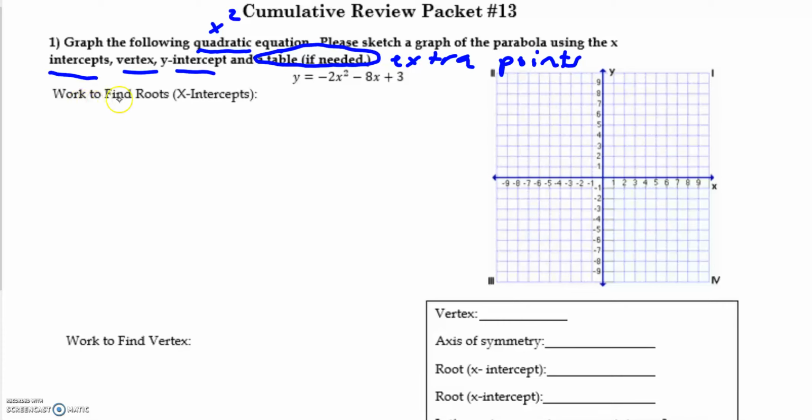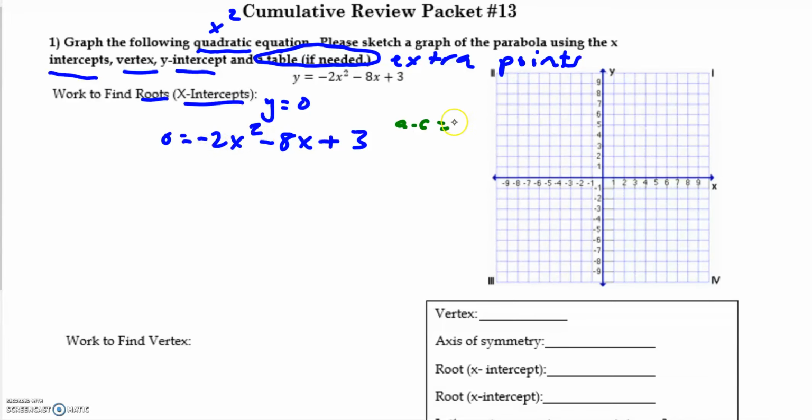So as a first reminder, if you'd like to find the roots or the x-intercepts, that is along my x-axis, which means that y is 0. So the first thing I would do is plug in 0 for y into my equation, and then I would decide if I can factor this, and if not, I could use the quadratic formula. If I look at this quadratic and try to factor it, a times c is negative 6, and I list my pairs that multiply to be 6. Neither of these can combine to be a negative 8, which means that I cannot factor this, which means I have to use the quadratic formula instead.